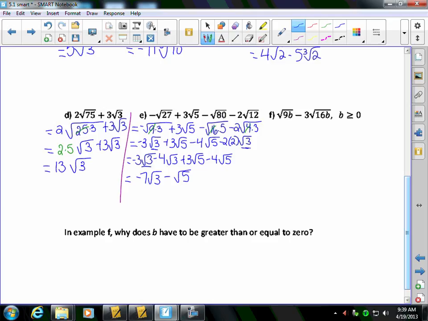This one and this one have the same radicals because they're square root of 3. So negative 3 minus 4 is negative 7. And then 3 minus 4 is negative 1.